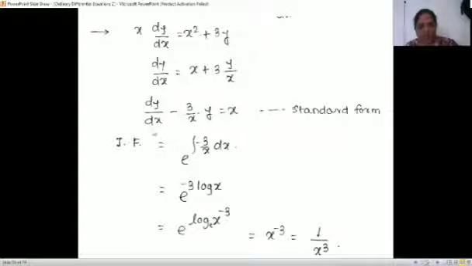That's what integrating factor is, e raised to integration p, minus 3 by x dx. So that is e raised to minus 3 into log x. So e raised to log x raised to minus 3. a log b is log b raised to a, right? And e raised to log get cancelled. So it is simply x raised to minus 3. That is 1 upon x cube is the integrating factor.